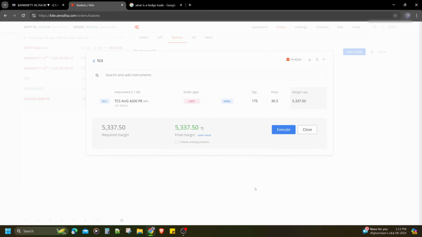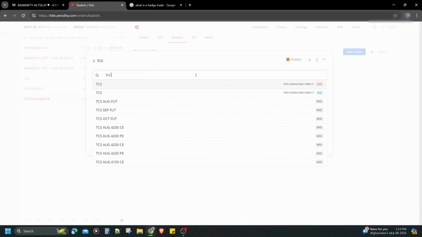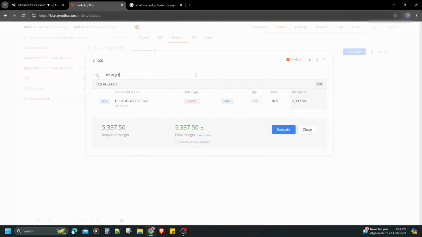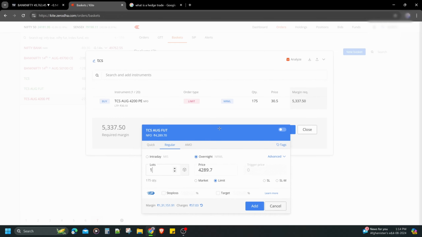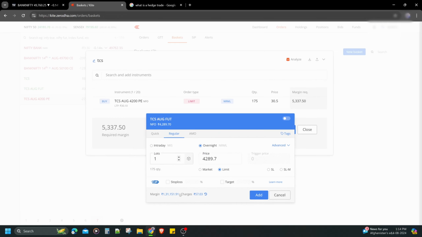Okay, I'm adding my hedge trade. This is my hedge trade, guys. As we discussed, we first execute the hedge trade, and later we will execute the main trade. Now my main trade is the TCS August future. See, it has come here. It is asking for 1,31,000.